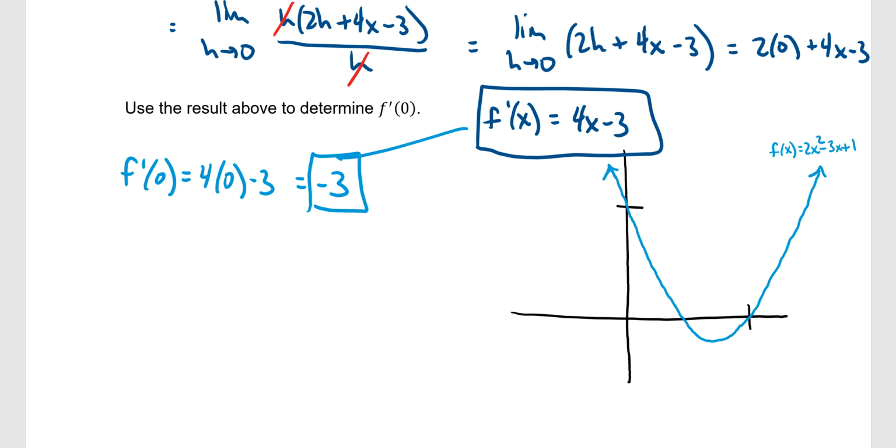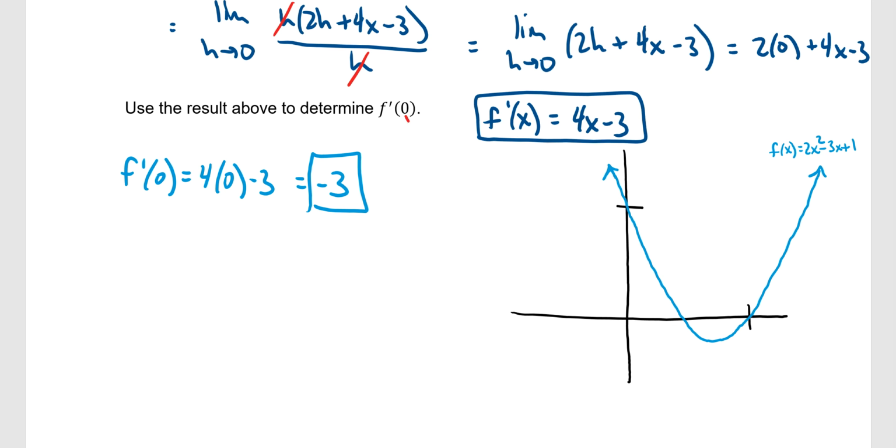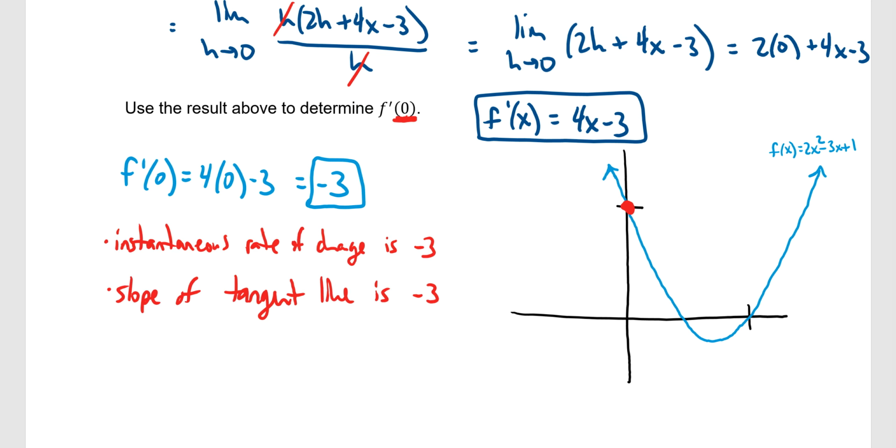So what does this mean? When we go look at the graph over here on the right, we can find the x-coordinate of 0. Even though this is talking about the derivative at 0, it's talking about x equals 0, so we can still look at x equals 0, which is right up here. This tells us that the instantaneous rate of change at x equals 0 is negative 3, or the slope of the tangent line at x equals 0 is negative 3. So those both mean the same thing.